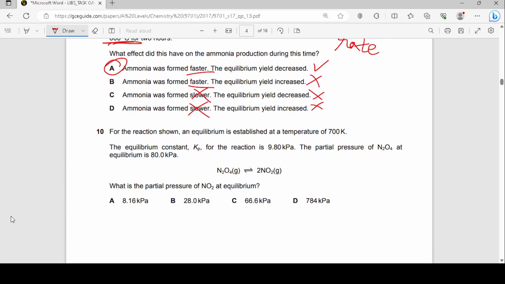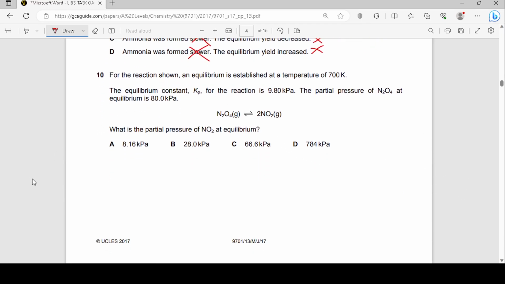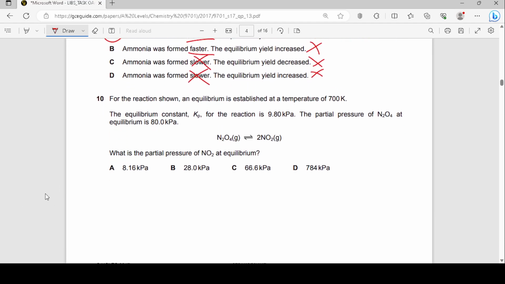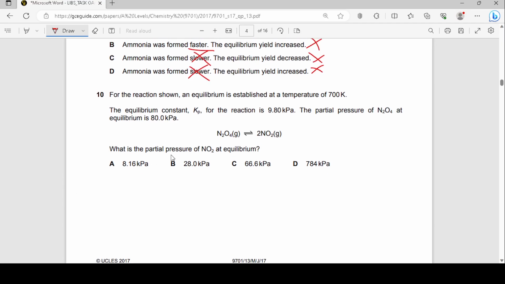For the reaction shown, an equilibrium is established at a temperature of 700 kelvins. The equilibrium constant Kp for the reaction is 9.80 kilopascals. The partial pressure of N2O4 at equilibrium is 80.0 kilopascals. What is the partial pressure of NO2 at equilibrium? Okay, so all of these are in kilopascals actually, so I don't need to convert anything. It's simple.